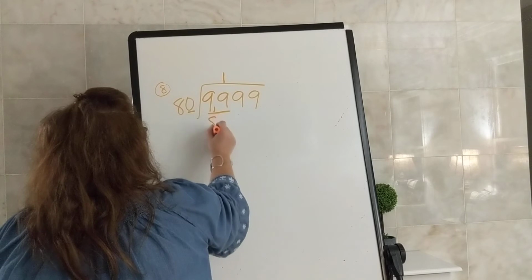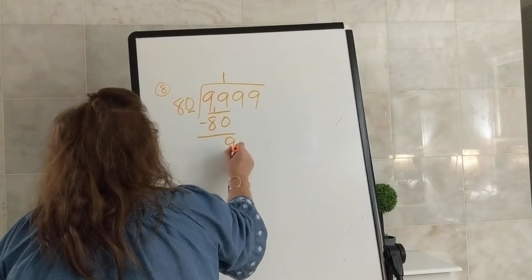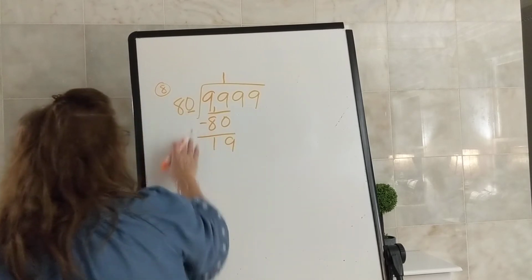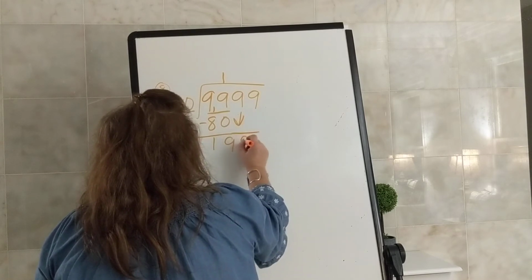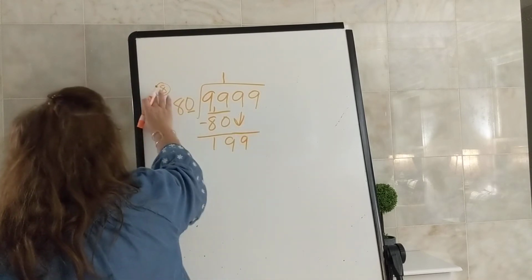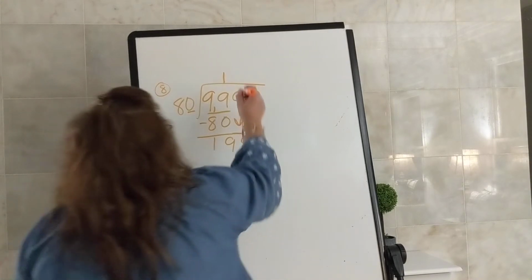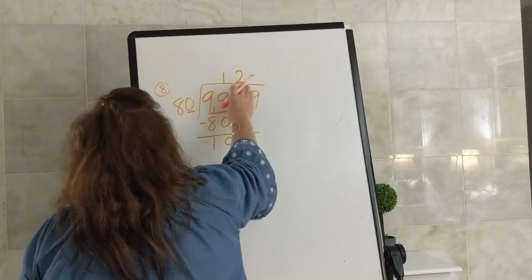1 times 80 is 80. We subtract. 9 minus 0 is 9. 9 minus 8 is 1. We compare. Is 19 smaller than 80? It sure enough is. We bring down our next digit, which is a 9. How many times can 8 go into 19? 2 times. So we come back to our real divisor and multiply.